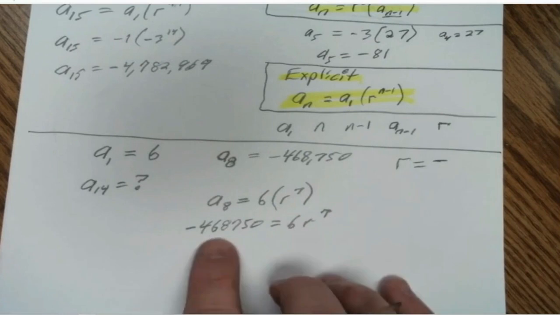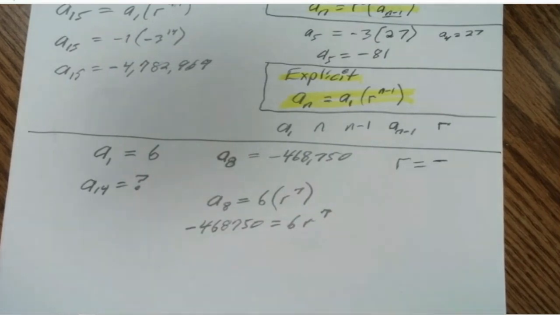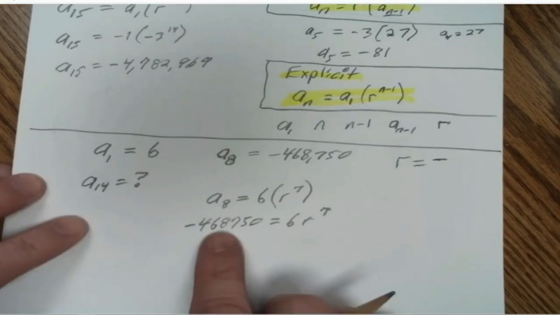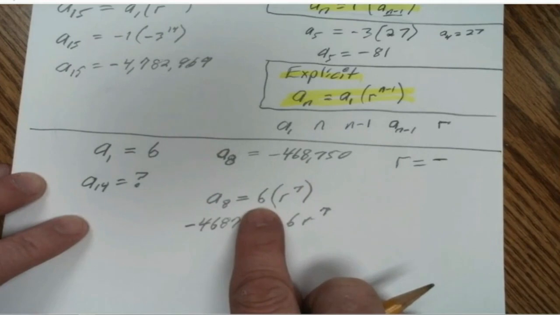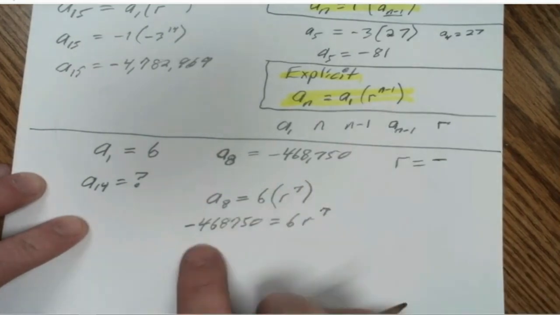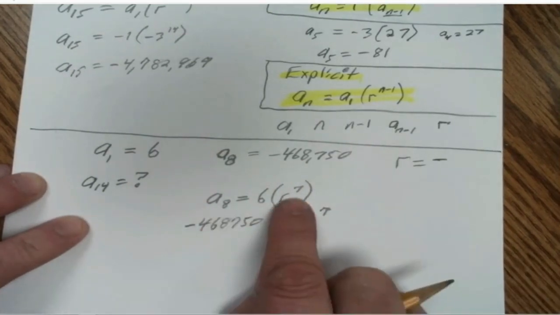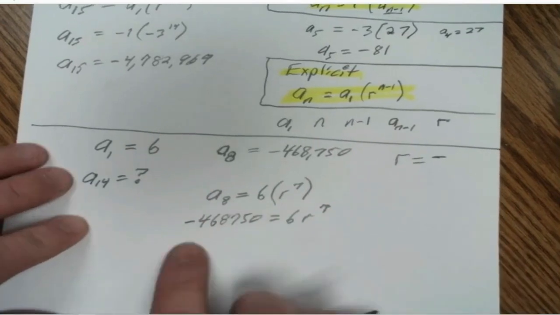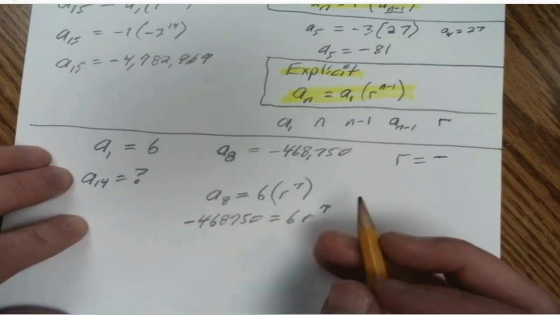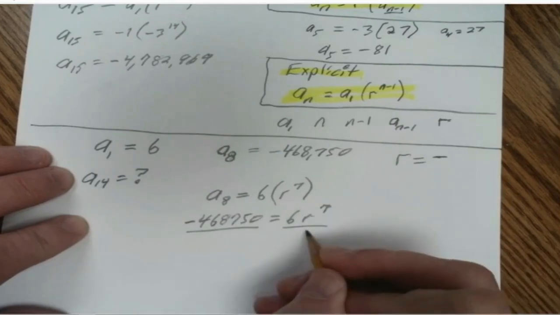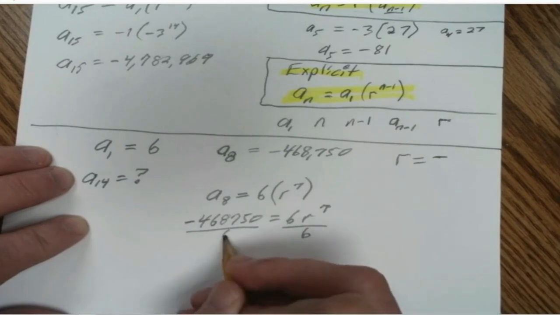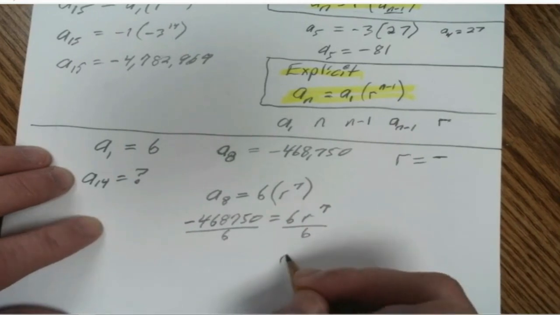So all we have left is R now. So now it's some basic algebra. We're solving for R because we were able to substitute in for everything else. A sub 8, A sub 1, R to the n minus 1. Since we know this is the 8th, that'd be 7. So all we have to do is solve this. It's a little more tricky than some of our algebra. So 6R to the 7th, we need to divide by 6 on both sides, and that'll give us R to the 7th.